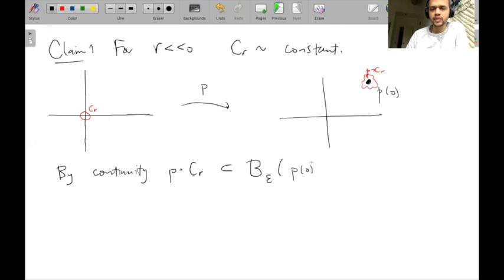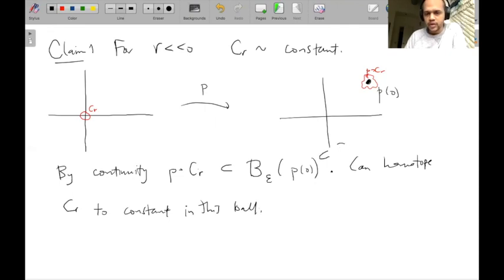around P of 0. And so we can homotope C of R to a constant in this ball. I mean, you choose epsilon so that this ball doesn't intersect 0. So you just pick the ball small enough, and then that tells you how small R has to be, and so here's the ball.